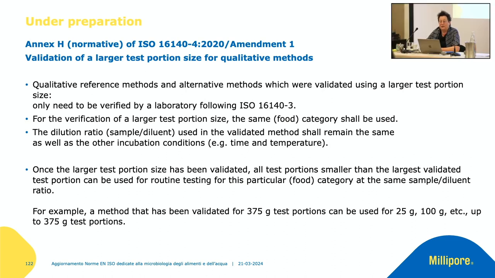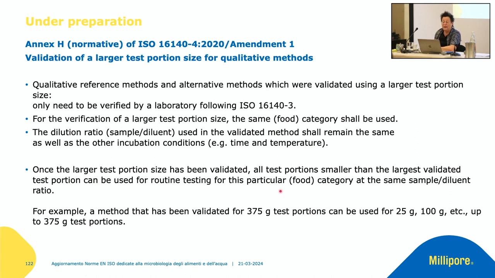So it means that qualitative reference methods and alternative methods, which were validated using a larger test portion, only need to be verified according to Part 3 of ISO 16140. And for the verification, in this case, the food category shall be used which was always used in the validation, of course respecting the dilution ratio between sample and diluent, which was also used, and time and temperature.